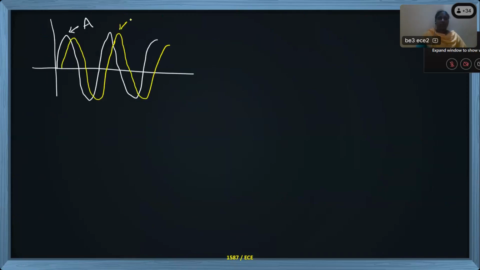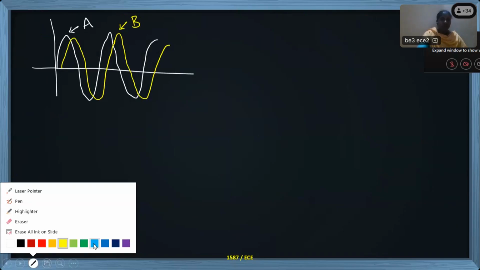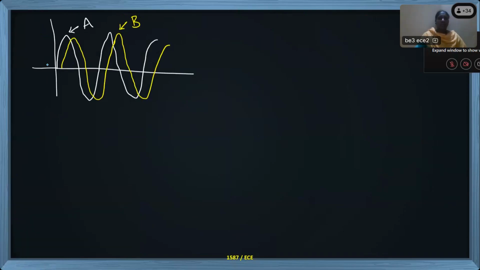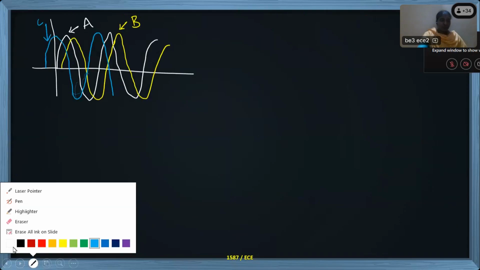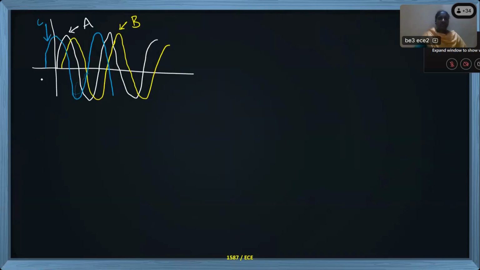Okay, this yellow color is capital B. And I will draw one more waveform C, which will start before origin. This third diagram, the blue color waveform, starts before origin. Okay, this is C. If you observe these 3 diagrams, C is starting before origin, A is starting at origin, B is starting after origin.